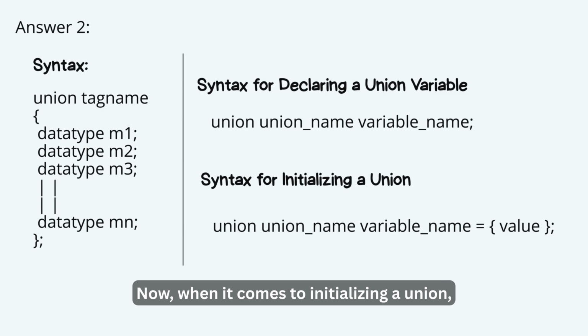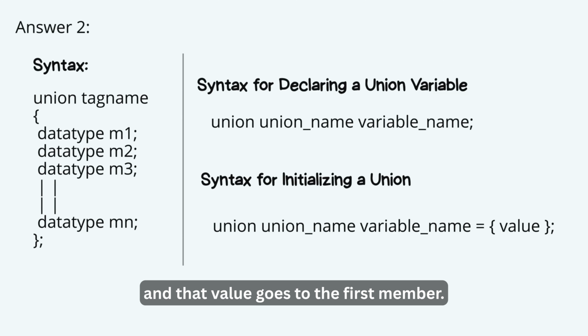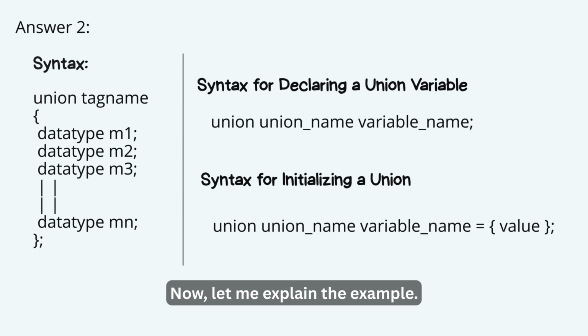Now when it comes to initializing a union, remember one very important rule. Only the first member of a union can be initialized at the time of declaration. That's why the initialization syntax looks like this. We assign a single value inside braces and that value goes to the first member. Now let me explain the example.